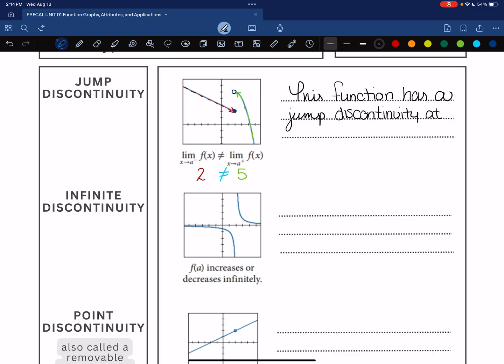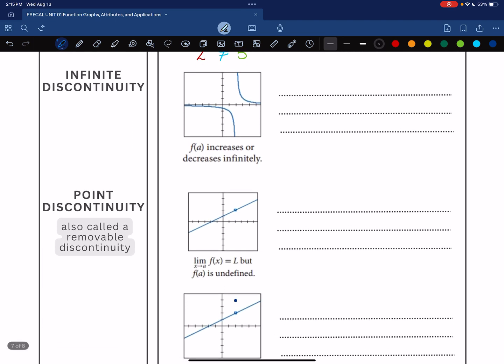at, and then we have to say where it happens. It happens when x is equal to, what's the key value? When x is equal to 2. At that value of x equaling 2, coming from the left, it's one thing, and coming from the right, it's approaching another thing. That's what will occur for jump discontinuities.